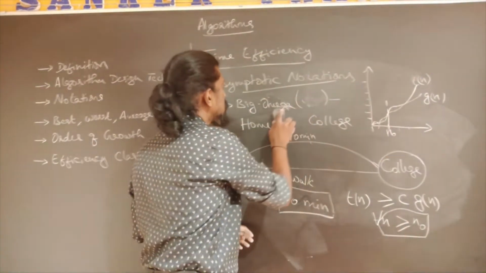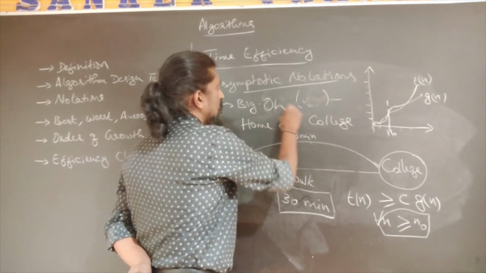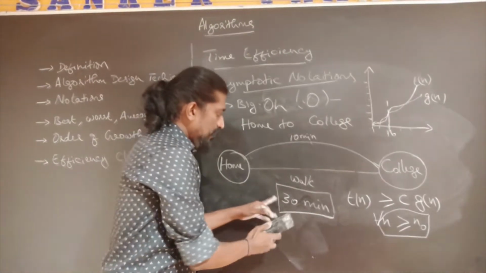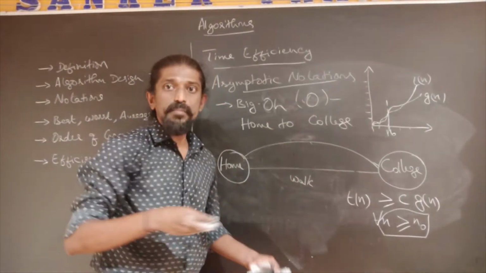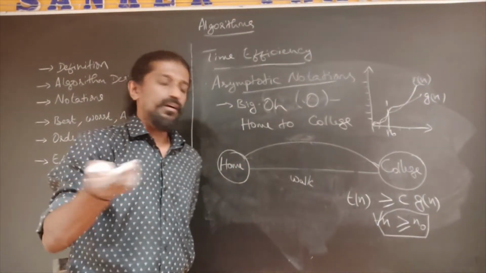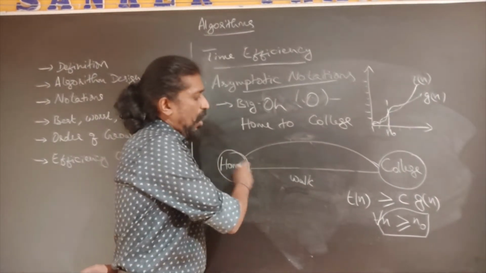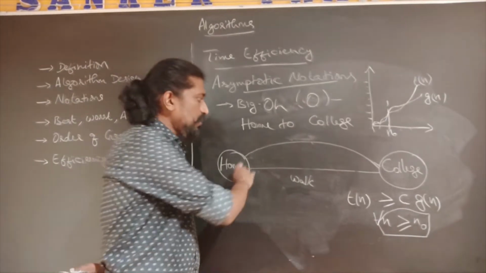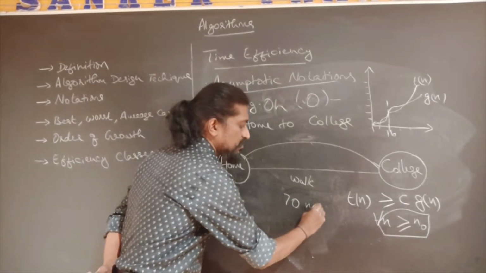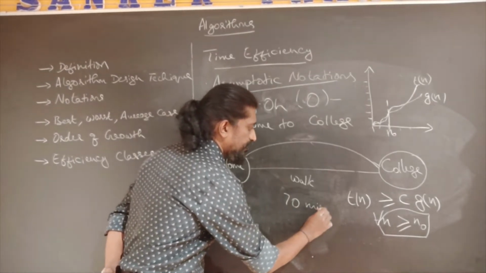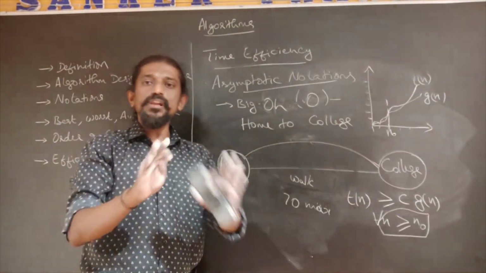Okay, so now the same way, when we want to know big O notation, as I told, just like a minimum time requirement, there will also be a maximum time that may be needed for you to reach the college from home. However slow you walk on this path, there may be some maximum time. Say, for example, 70 minutes is the maximum time using this particular algorithm design technique. More than that time will not be required for you to solve the problem.